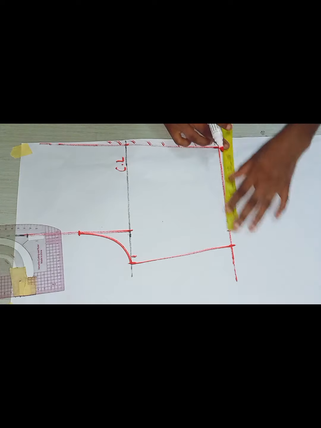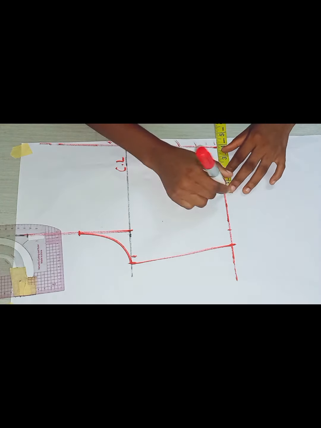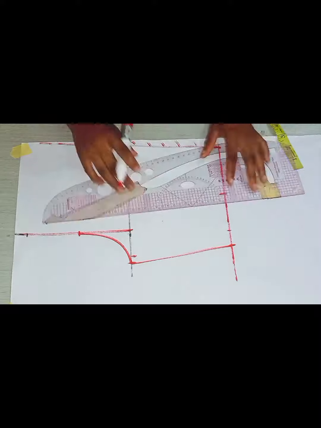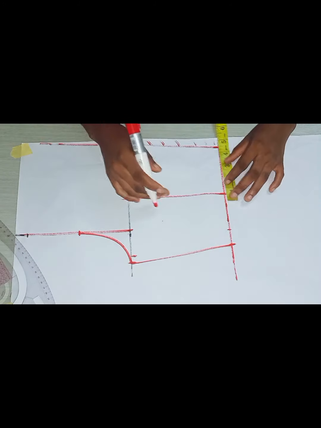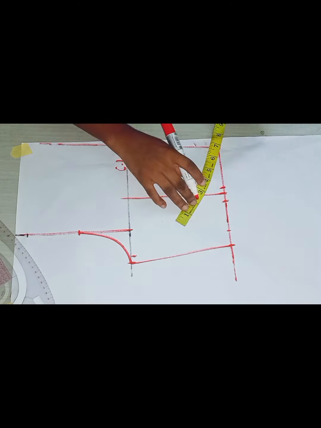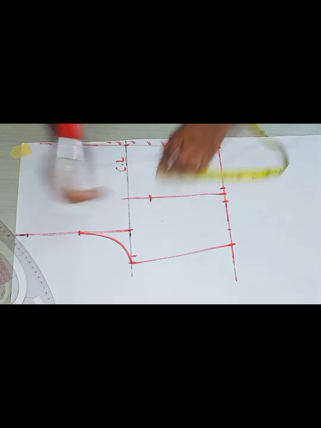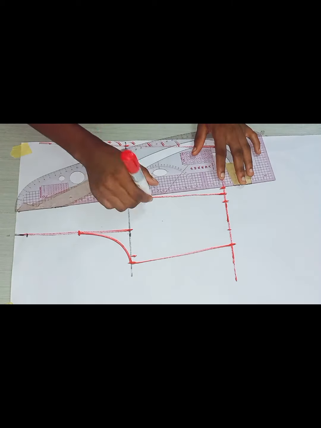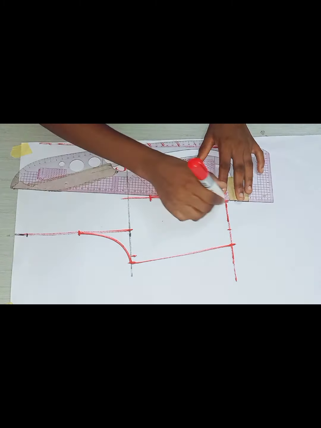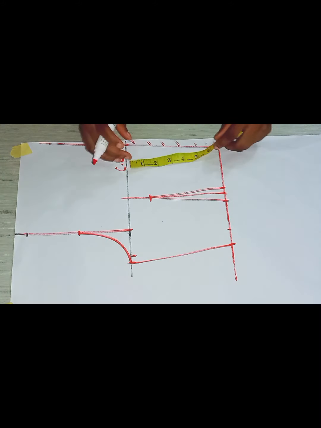The next thing I'll be doing now from the center of the waist is to take my bust span divided by 2. I drew the straight line up, then I divided my dart intake by 2, then I marked it on both sides of the line and connected it to 5 inches above, which I marked over there.